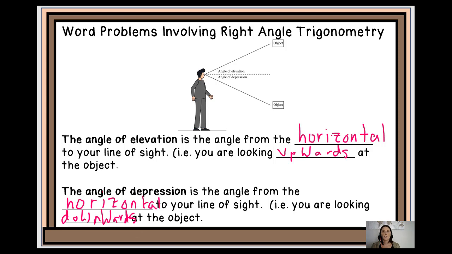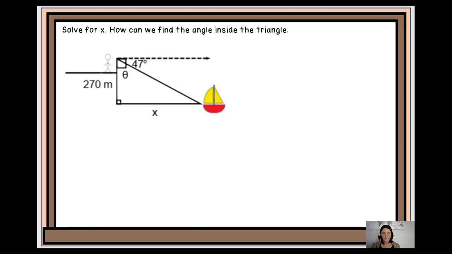Okay, let's go ahead and look at our first example. For this example, we are going to be solving for x. You'll notice that the angle 47 degrees is outside of the triangle that we need to use our trigonometry with. So we need to determine how we can find the angle inside the triangle if we're given the 47 degrees on the outside. You'll notice there is also a right angle symbol up in that top corner.